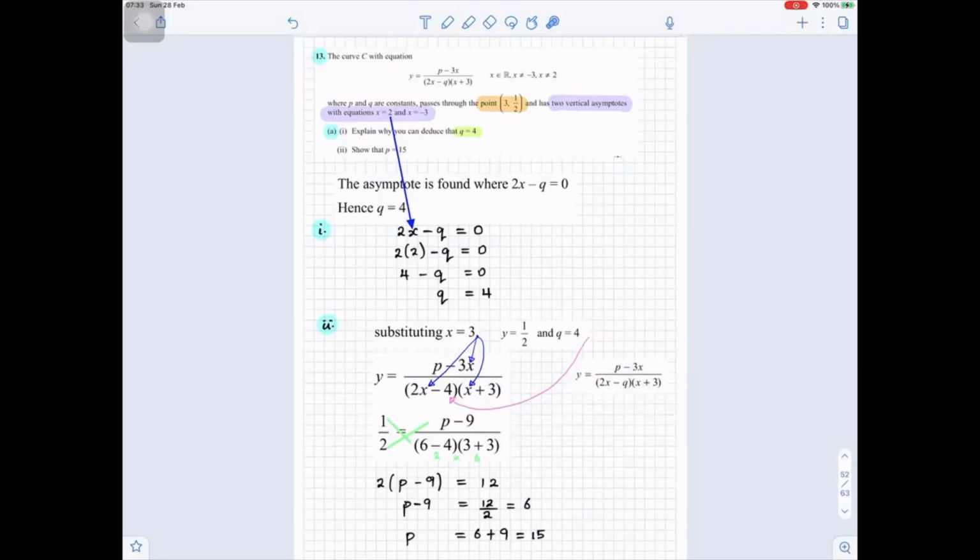And then you divide by 2 first. So p minus 9 is equal to 6. 12 divided by 2 is 6. You take minus 9 to the other side, p is equal to 6 plus 9. That gives you 15.